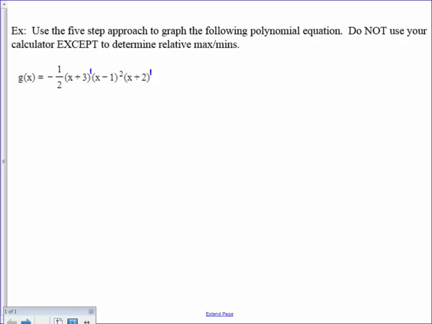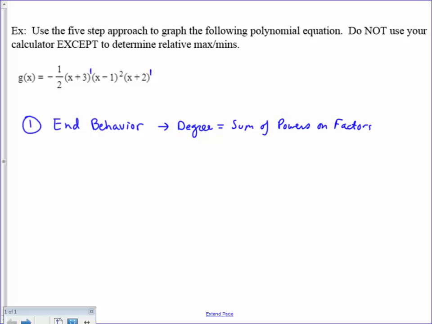That will help us with the very first part of my 5-step approach, and that is to determine the end behavior. Remember here that if you have a polynomial, I'm going to say not in the correct format. Polynomials means a sum or difference of terms. Here we have all the factors. So if you have something not in the correct form and you're trying to determine the end behavior, your degree is always going to equal the sum of the powers on the factors, otherwise known as the sum of the multiplicities.